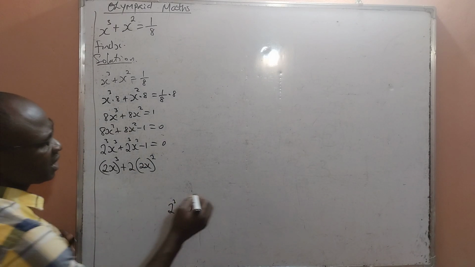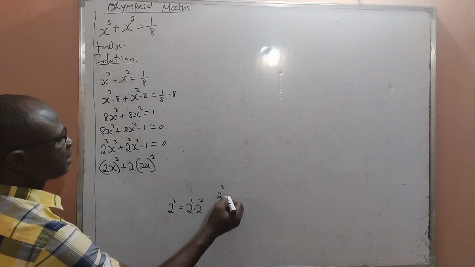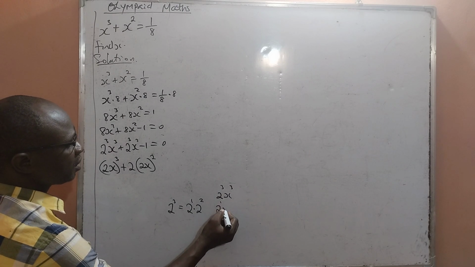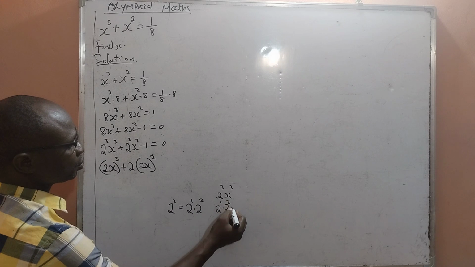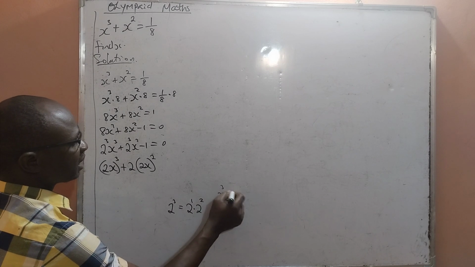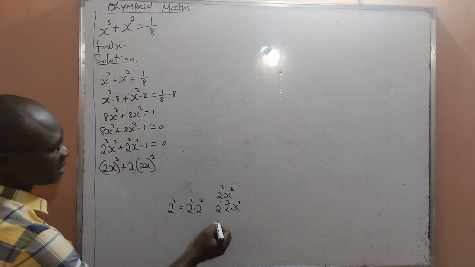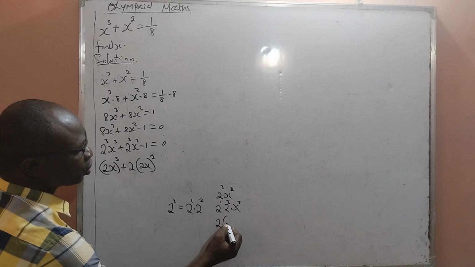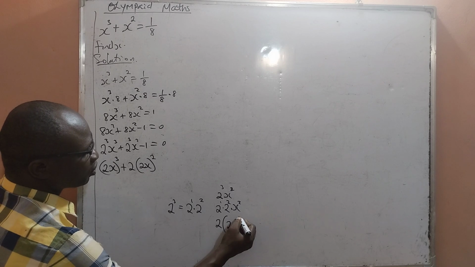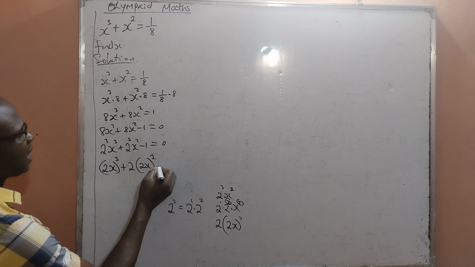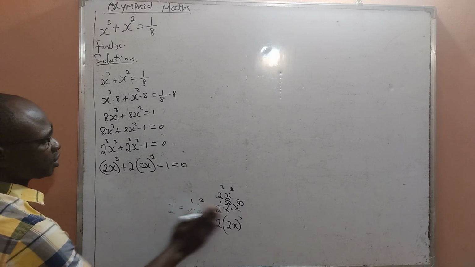What does that mean? I have that 2 raised to the power 3 times x raised to the power 3 can be written as 2 raised to the power 1 multiplied by 2 raised to the power 2 multiplied by x raised to the power 2, then x raised to the power 2. Now, this can be written as 2 into 2x all to the power of 2, since this and this are to the power of 2. Beautiful. Then minus 1 is equal to 0.